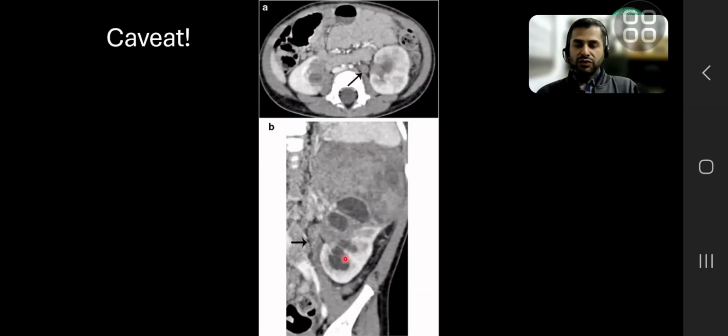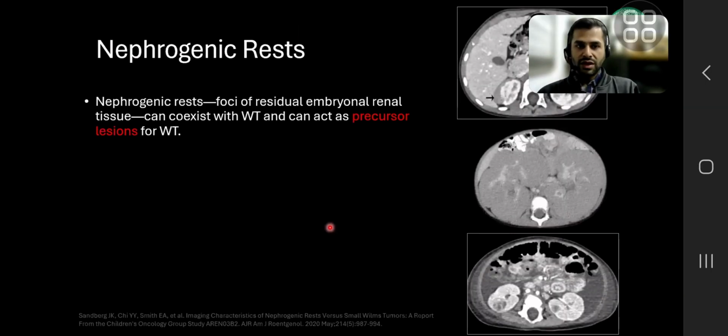Now, a bit about nephrogenic rests. What are nephrogenic rests? They are foci of residual embryonal renal tissues. These can coexist with Wilms tumor and can act as precursor lesions for Wilms tumor. There are two types, which are the perilobar and intralobar types.